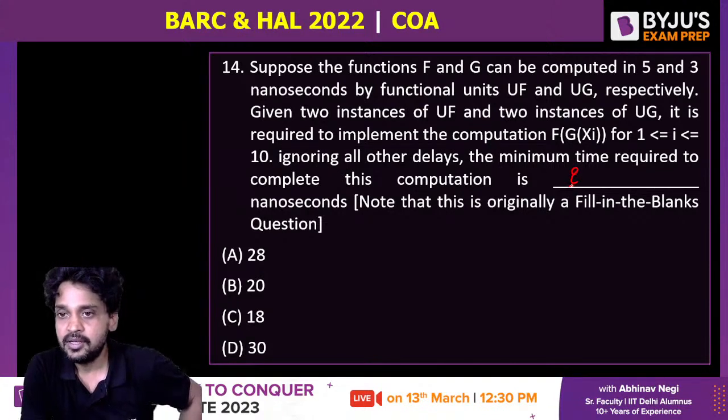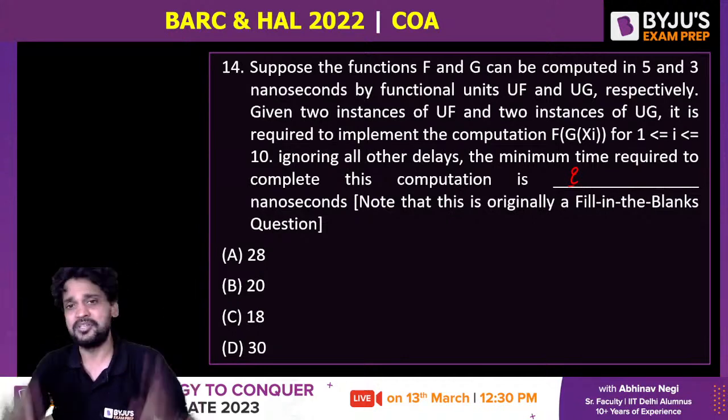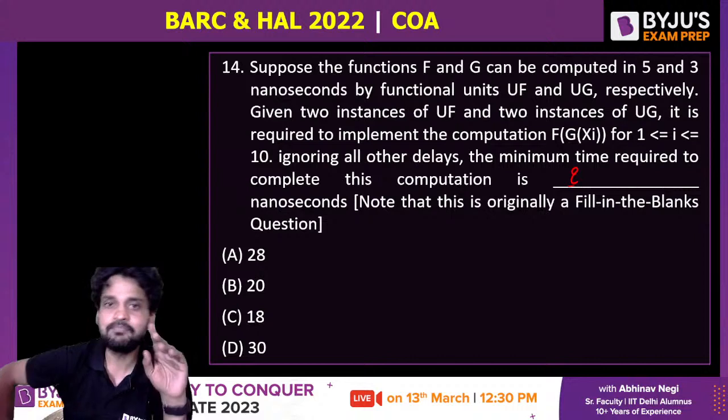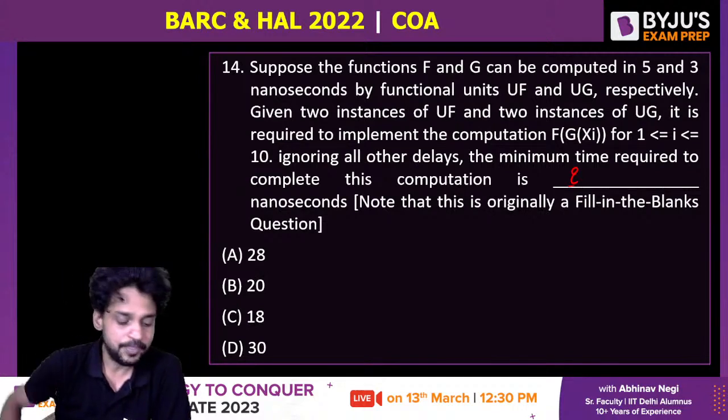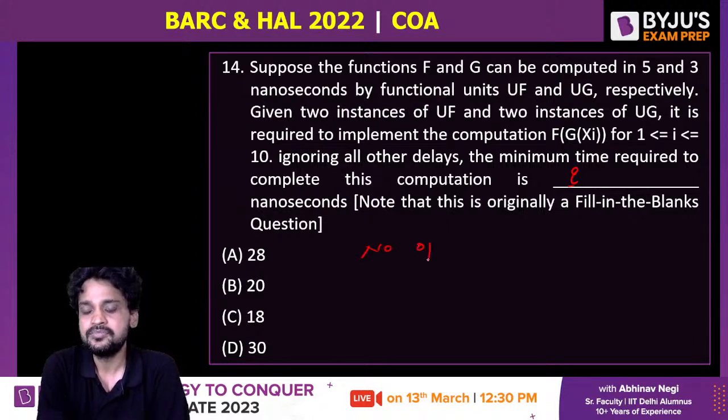Okay, let us understand this question. See, this question can be solved in multiple ways. I can give you 4 or 5 ways to solve this question, but I'll explain the simplest way to solve this question. Okay, let us understand this. What is the total number of instructions? Number of instructions are 10. I don't need to explain you this.